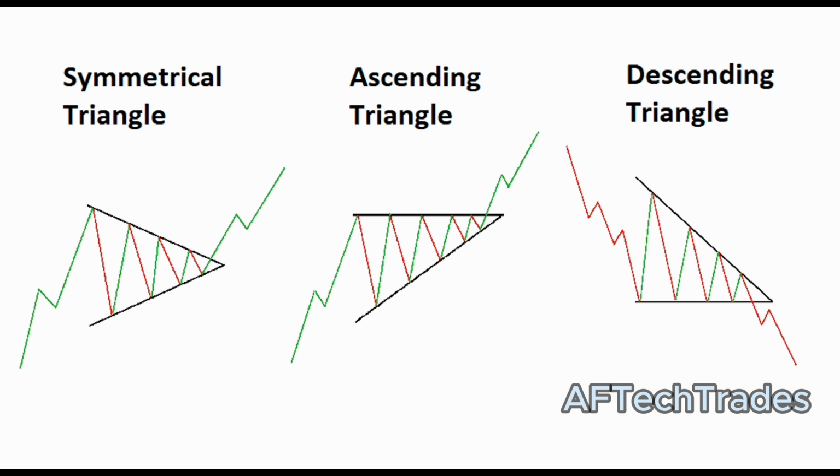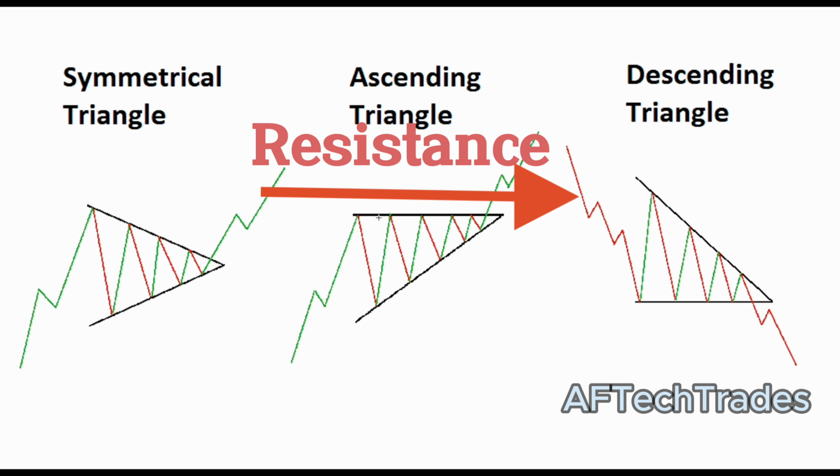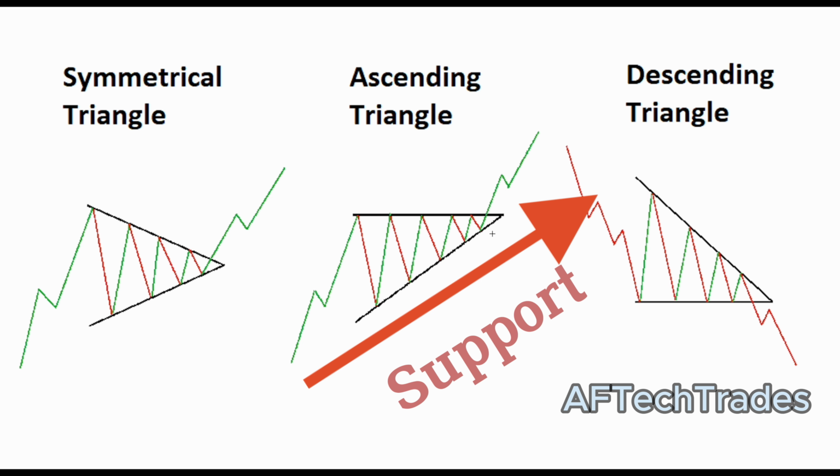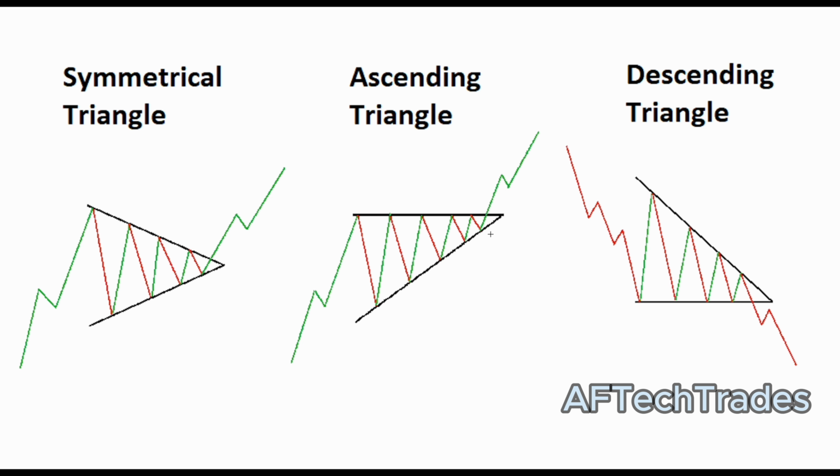What about the ascending triangle pattern? You will see multiple touches on the resistance zone. Where is our resistance zone? Here is our resistance zone. This line here serves as our resistance zone, while this trend line serves as our support, right? So you will notice it is usually on an uptrend. This usually comes when the market is in an uptrend.